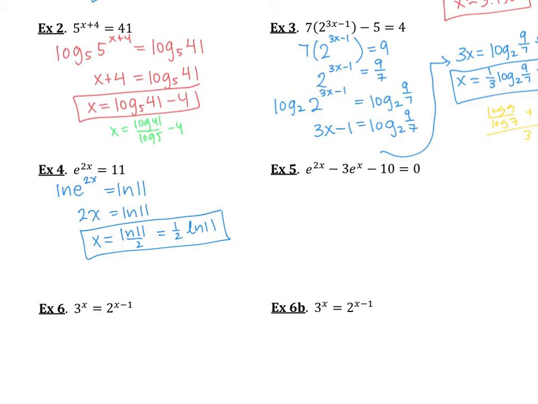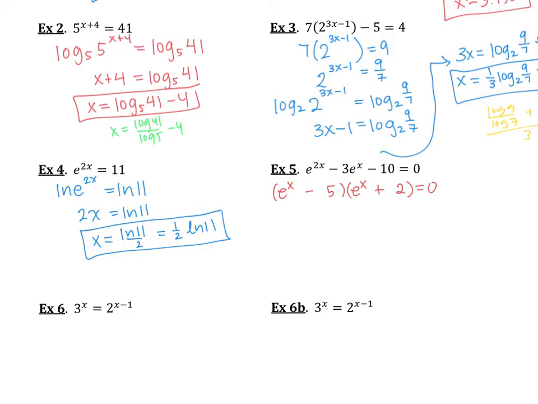Okay, example 5, e to the 2x minus 3 e to the x minus 10. This looks like a quadratic, and it kind of is a quadratic. So I'm actually going to factor this if possible. It is possible. With a 5 and a 2, I can factor this. Okay, now let me think. To get e to the 2x, I'm going to have e to the x times e to the x, because that's x plus x, 2x. To get 10, 5 and 2. Let's see, to get -3, I need a -5 and a +2.